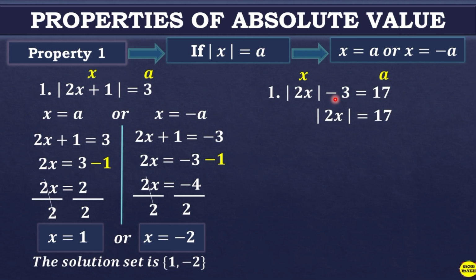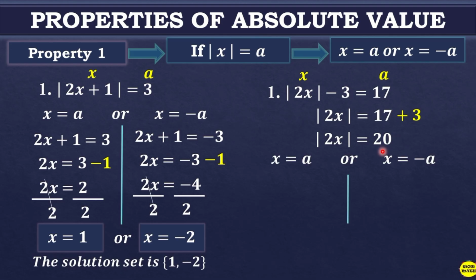Lipat natin ito. So, minus 3 magiging plus 3. Okay? So, absolute value of 2x is equal to 17 plus 3. That is 20. So, ito pa rin yung x mo. Ang a mo is 20. Hindi na po 17 ha, kasi inayos natin. Inayos natin siya. So, ang a mo na po is 20.